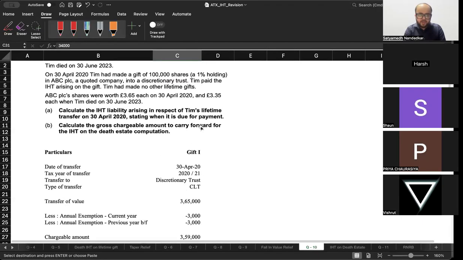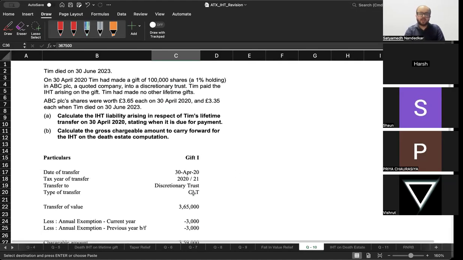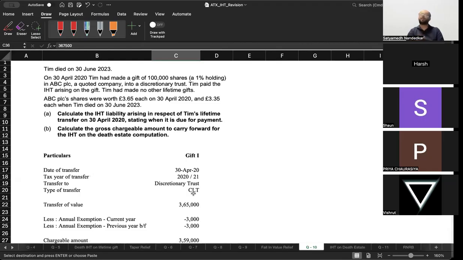Now this tax was paid by whom? Calculate the IHT liability, and Tim paid the tax. Tim is the donor. So when the donor pays IHT, inheritance tax is calculated at the rate of 25%. 25% of what? 25% of the taxable amount. 25% of 34,000 comes to 8,500. What is the gross chargeable value? 367,500. Now this question is focused on fall in value relief.